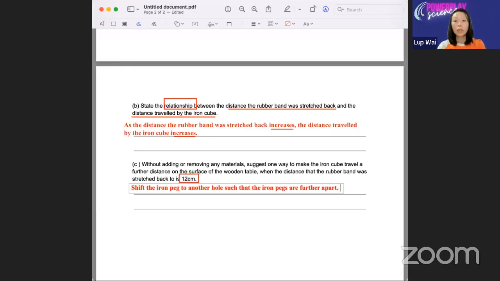Now they didn't ask you any other information. They just asked you, how can I improve the distance traveled by the iron cube? So what you need to do is just answer what you would do to allow the iron pack to move further. I mean, not iron pack, iron cube. All you need to answer is that shift the iron pack to another hole such that the iron packs are further apart. This is how you describe what you need to do, and that will give you the right answer.